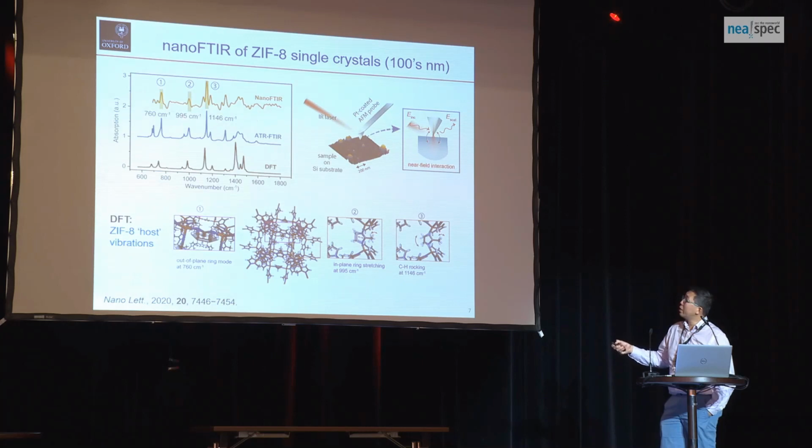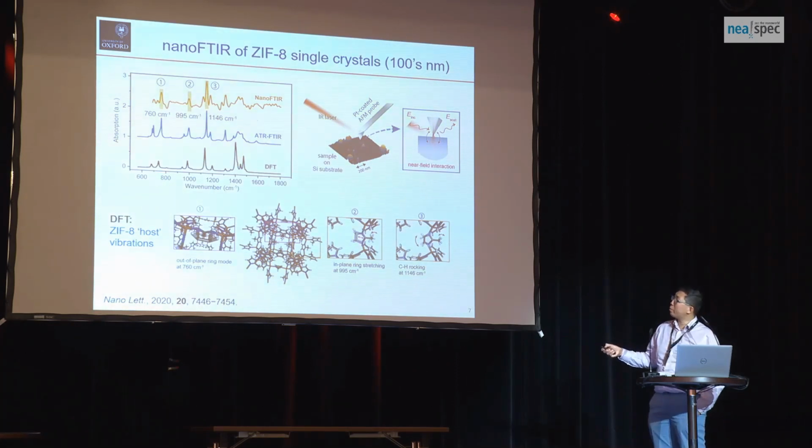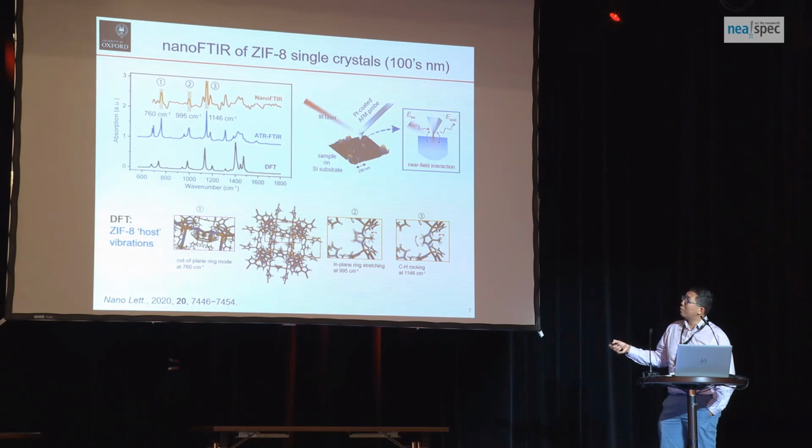So you all know about that. Let's look at the comparison between the different techniques. Experimentally, you can have a bulk powder. So ATR-FTIR spectra are given here from a bulk measurement. DFT is density functional theory calculation.